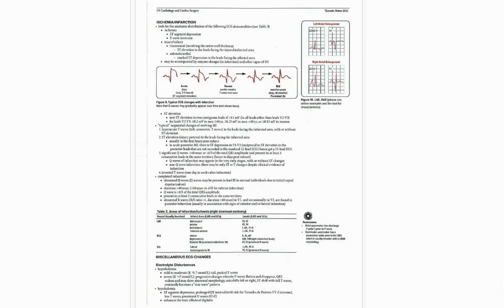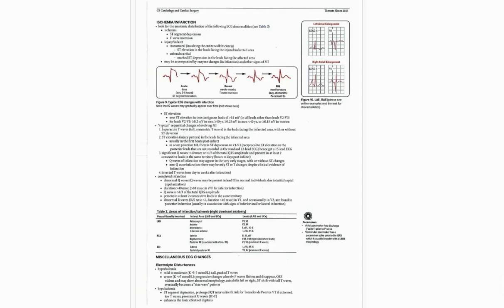Septal infarction affects leads V1 and V2, usually due to occlusion of the left anterior descending artery. Anterior infarction involves V3 and V4, also supplied by the LAD. Anterolateral infarction affects leads I, aVL, and V3 through V6. Inferior infarction is seen in leads II, III, and aVF, most commonly caused by right coronary artery occlusion. If right ventricular involvement is suspected, obtain right-sided leads V3R and V4R.